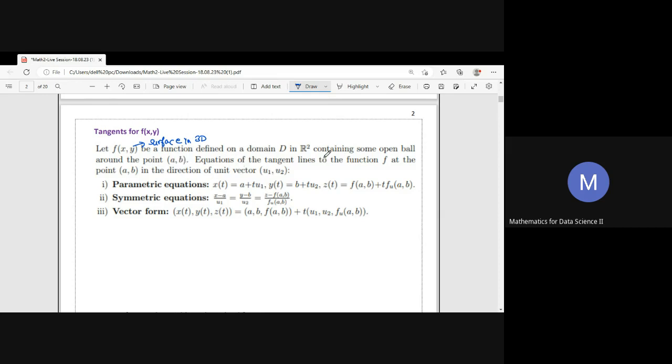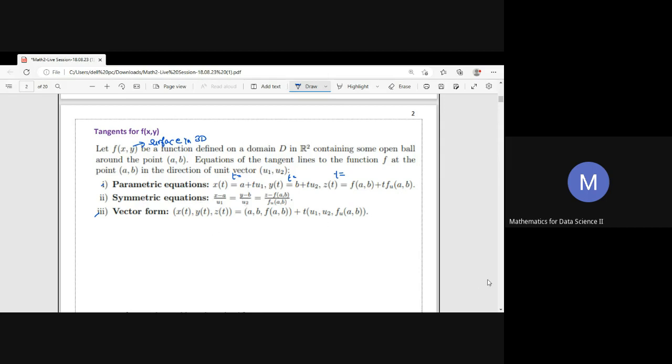So the equation of tangent lines to this function f at the point a comma b in the direction of the unit vector u1 comma u2. So these are the equations we saw. Parametric equations and vector form are almost the same. And for symmetric equations, we obtain it by taking each of these parametric equations and equating it to t, and then together we write it and get the symmetric equations, right? So these are the three different forms of tangent equations. Mainly we are using the parametric equation or the vector form, right?